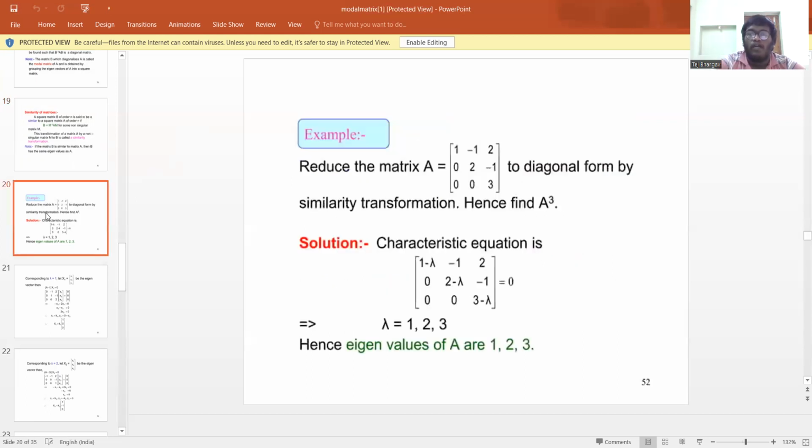Example: reduce the matrix A equals [1, -1, 2; 0, 2, -1; 0, 0, 3] to diagonal form by similarity transformation. Hence find A cube. Solution. The characteristic equation is the determinant of [1 minus lambda, -1, 2; 0, 2 minus lambda, -1; 0, 0, 3 minus lambda] equals 0. Lambda equals 1, 2, 3. Hence the eigenvalues of A are 1, 2, 3.